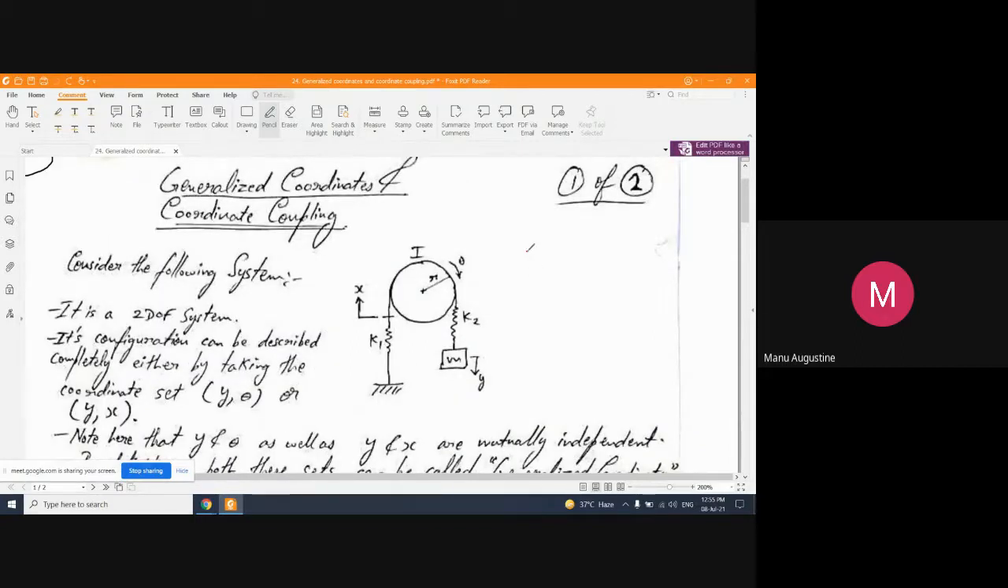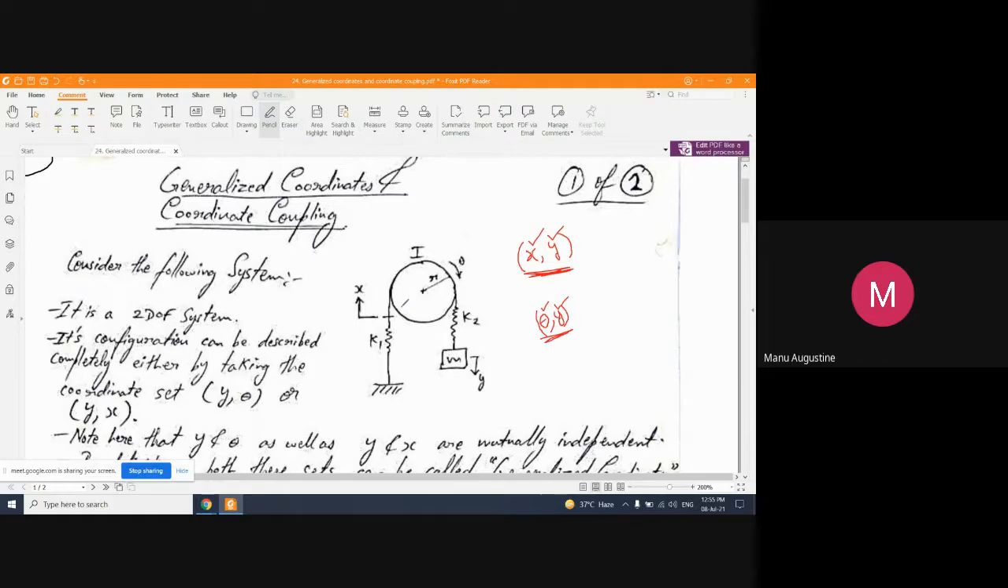one person gave you x and y. This is also a set of generalized coordinates, and each of these is a generalized coordinate. X is a generalized coordinate, y is a generalized coordinate, and both of them together comprise a set of generalized coordinates, and the number of generalized coordinates is equal to the number of degrees of freedom. Another person gave you a set of coordinates theta comma y. These are also generalized coordinates. Theta independently, individually, is a generalized coordinate. Y is a generalized coordinate. Again, the number of generalized coordinates is equal to the number of degrees of freedom.